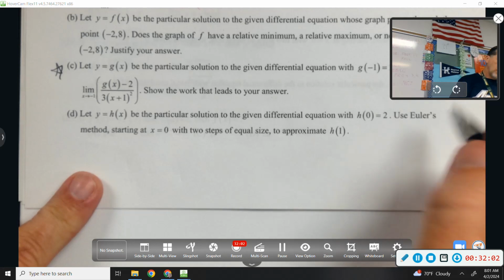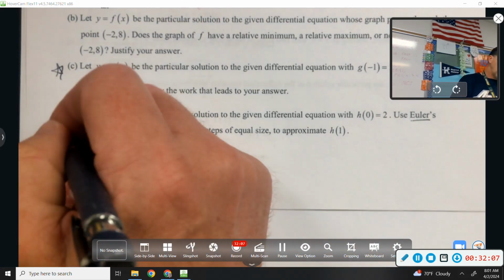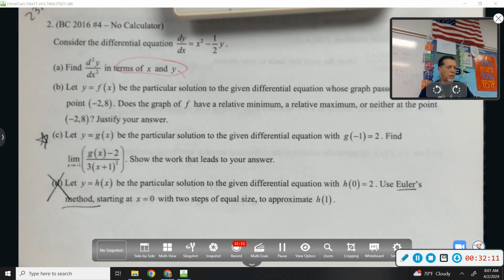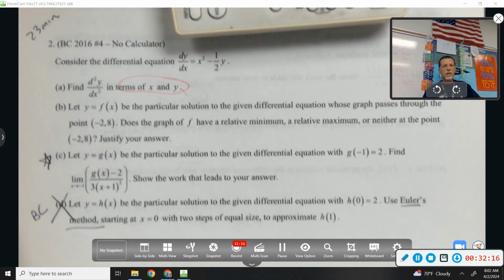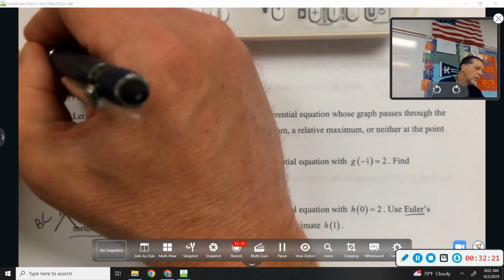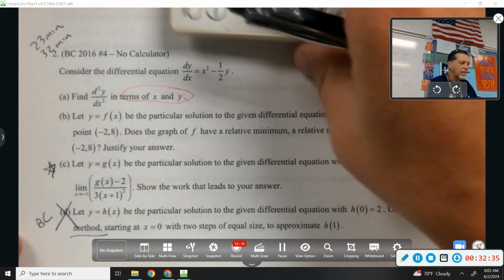Part D, we don't know Euler's method, so they would not give us part D in terms of AB. That would be a BC part of the problem, so they'd have to redistribute the points. I took a note there. We started this problem at 23 minutes. We're now at 32 minutes. So that one only took 9 minutes, which is good because that first one took a little longer. Again, you have 15 minutes per problem on average, so you can spread that out and apportion that how you like.